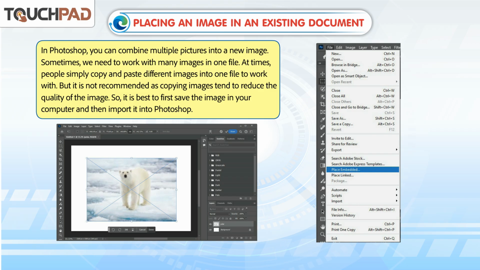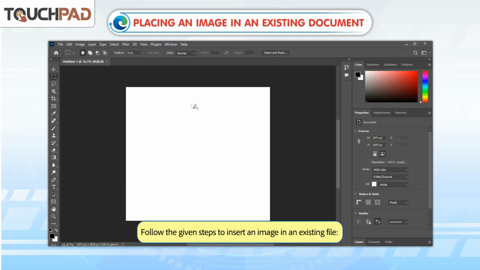At times, people simply copy and paste different images into one file to work with. But it is not recommended, as copying images tend to reduce the quality of the image. So, it is best to first save the image in your computer and then import it into Photoshop. Follow the given steps to insert an image in an existing file.